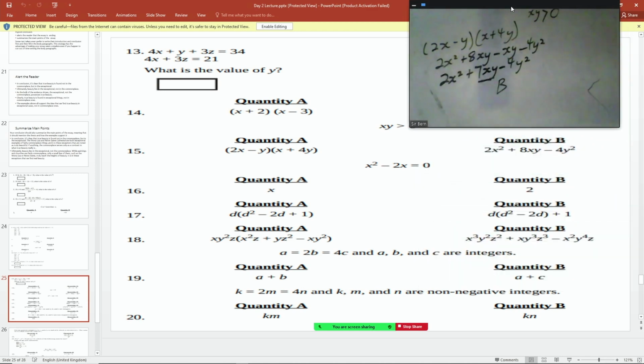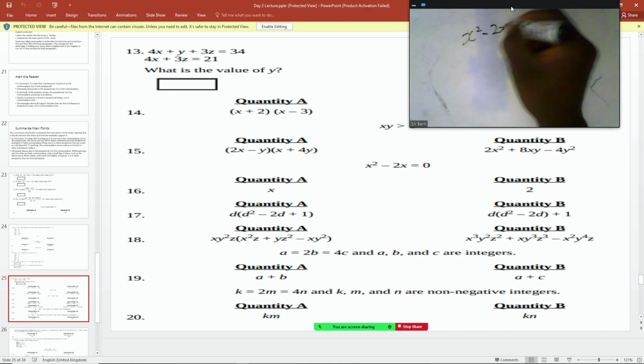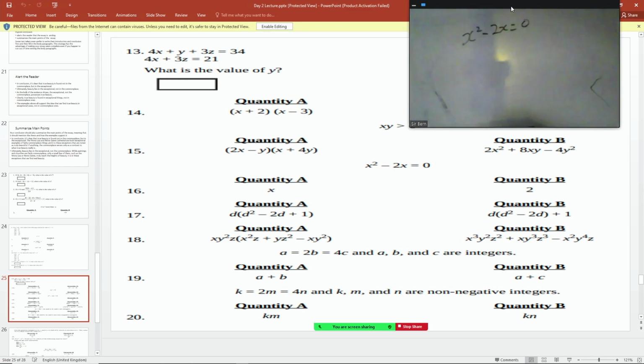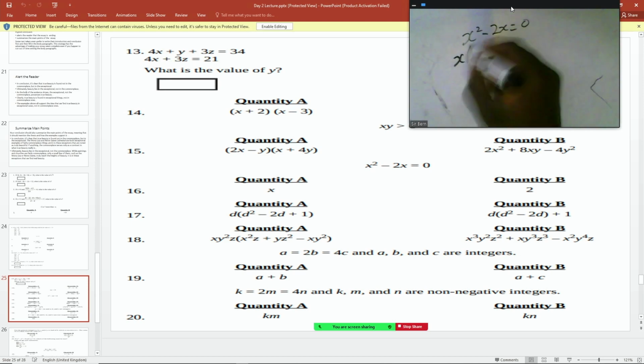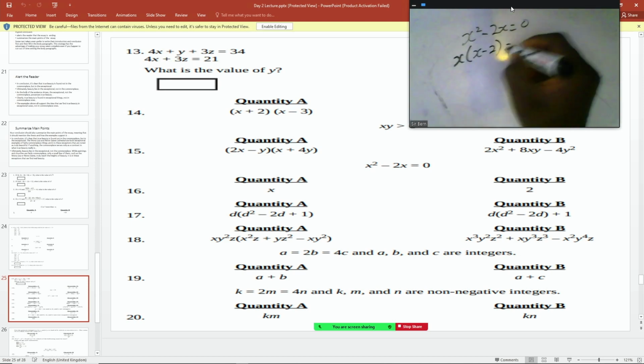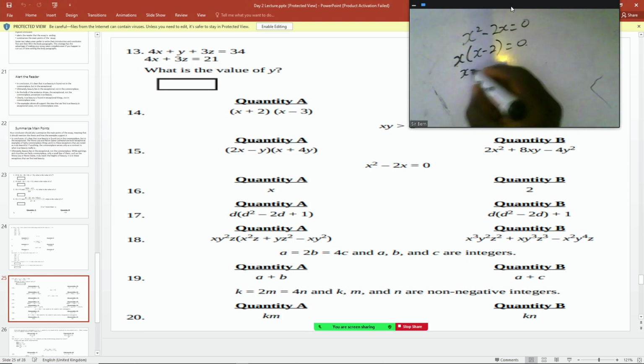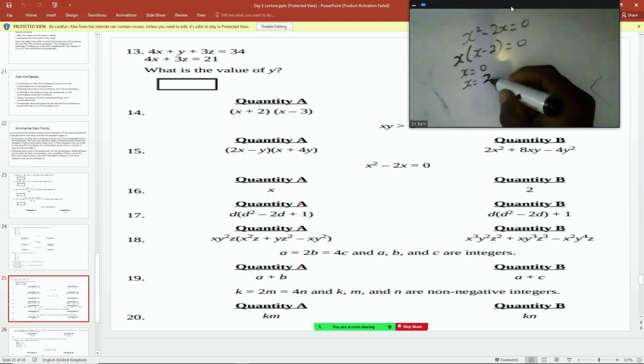Moving on to 16. So in 16, we have x squared minus 2x is equal to 0. Then quantity A is x, comparing it to 2. So with this, we can factor out x. Then we get x times (x minus 2) is equal to 0. So x is equal to 0 and x is also equal to 2. In one case, x is equal to 2, which will be the same as quantity B. In another case, quantity B is greater than 0. So this makes our answer D, cannot be determined, because in one case they are equal, in another case one is greater than the other.